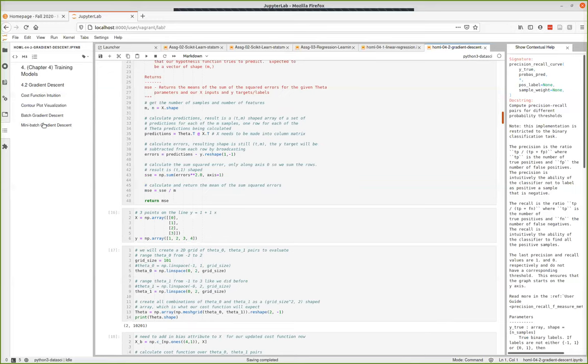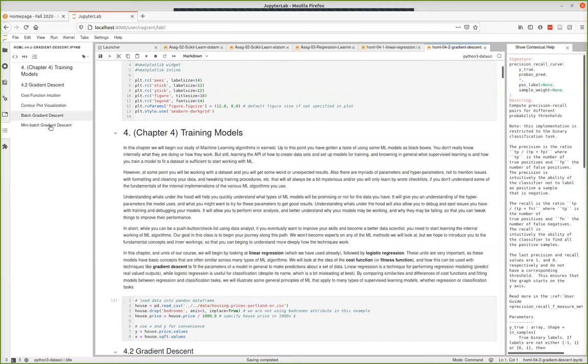So you should read through those. Hopefully those will make better sense when you read through, especially the gradient descent stuff. Look through our textbook for the explanation of using those.